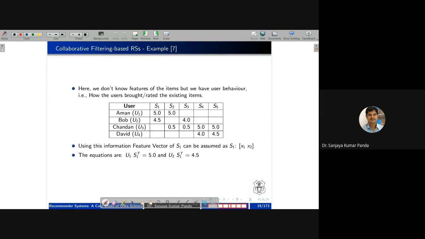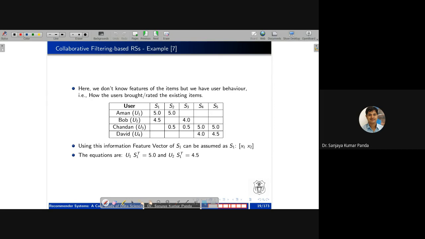Similarly, in the user 3 case, user 3 purchased 4 smartphones, and he rated smartphone S2 and smartphone S3 as not very good, but smartphone 4 and smartphone 5 are good. Similarly, for user number 4, smartphone 4 and smartphone 5 have good ratings. Although it is not 5, they are close to 5. So the user more or less likes smartphone 4 and smartphone 5.